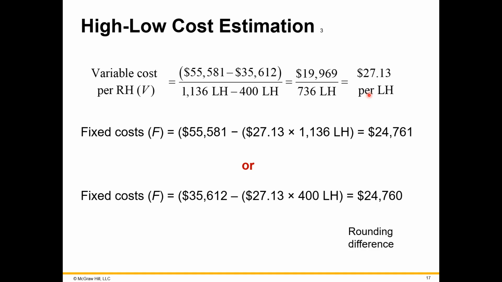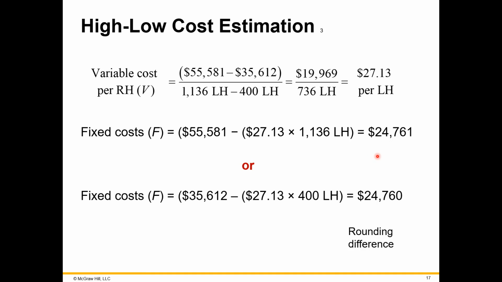And so we just take the highest month. The total cost was $55,581. We calculate how much of that was variable, and we do that by doing 27.13 times 1,136 labor hours. We subtract that from the total, so we get fixed cost of $24,761. Now we don't have to do the same math for the lowest level, but we can, just to check our work.